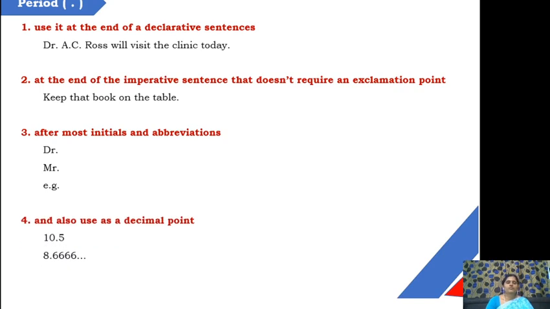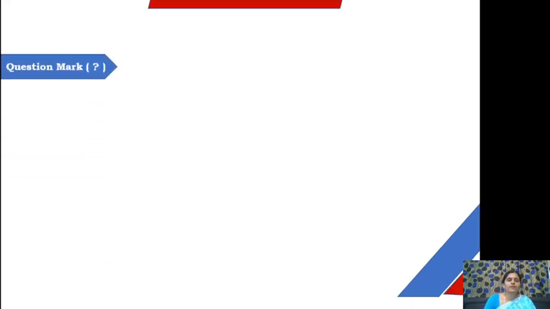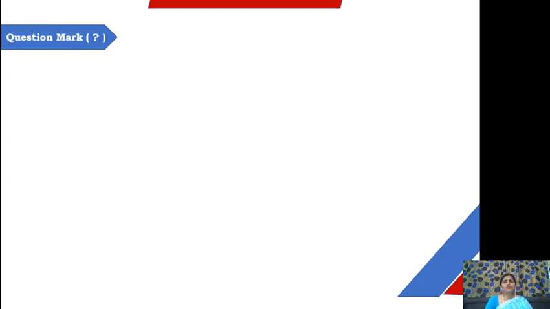And also we use this period mark as a decimal point in mathematical expressions, as you all are well aware, like 10.5, 8.6, in the sense of a decimal point. As a decimal point also we use these period marks. Now the second one is the question mark.